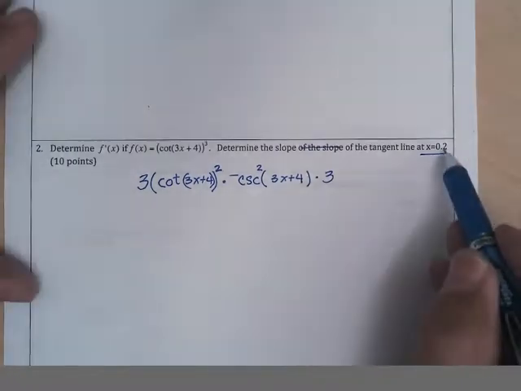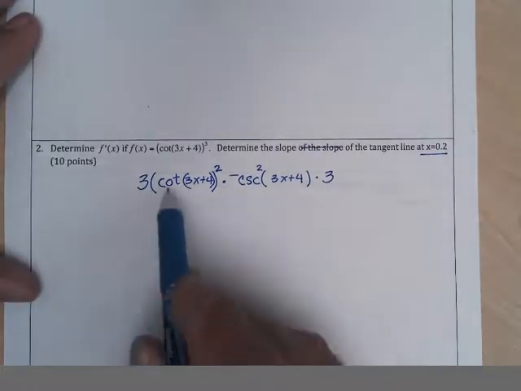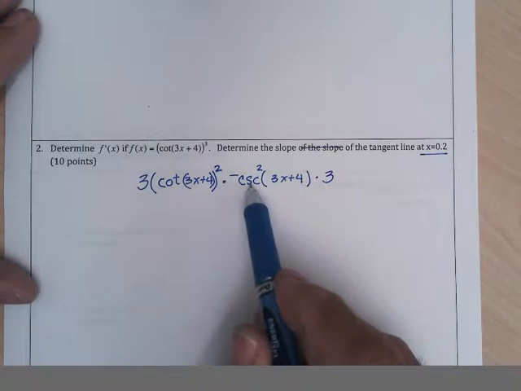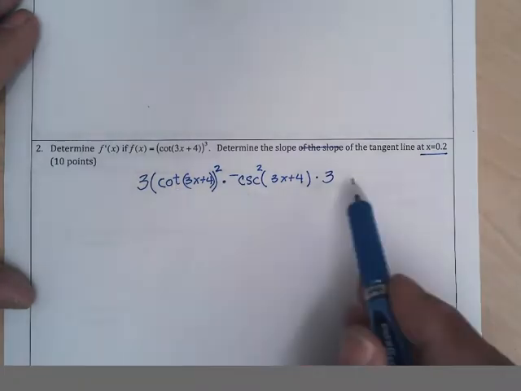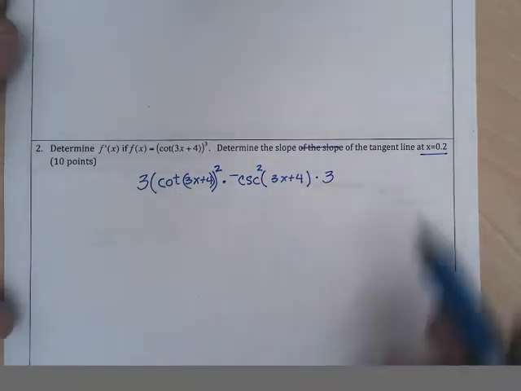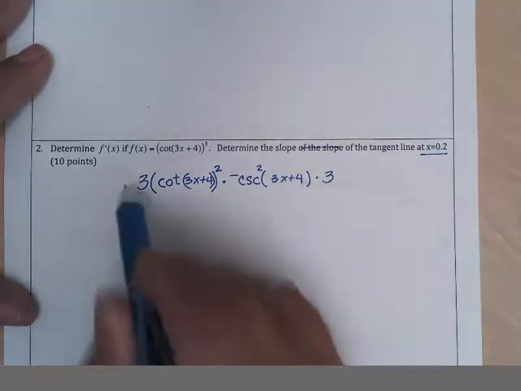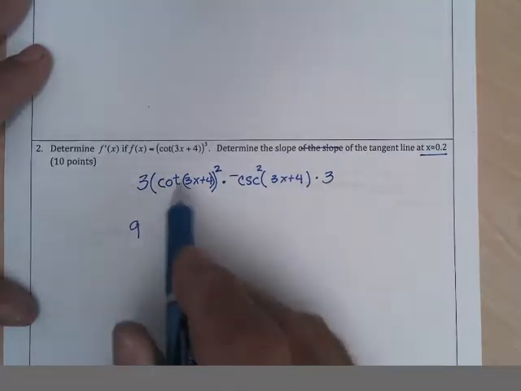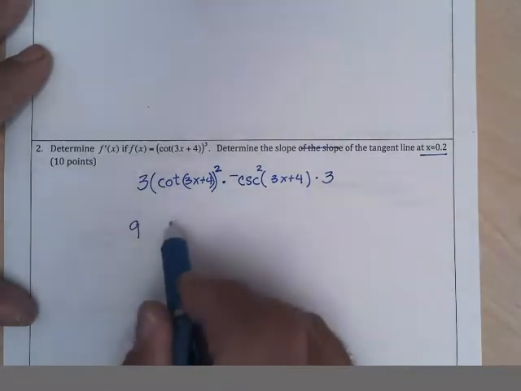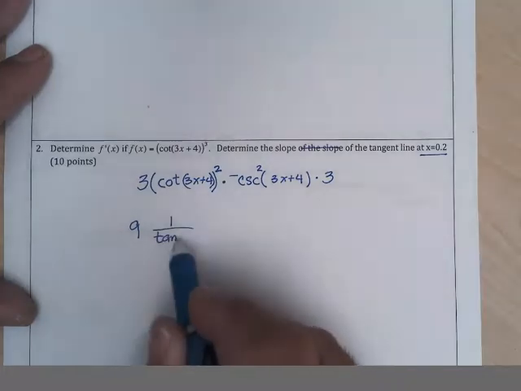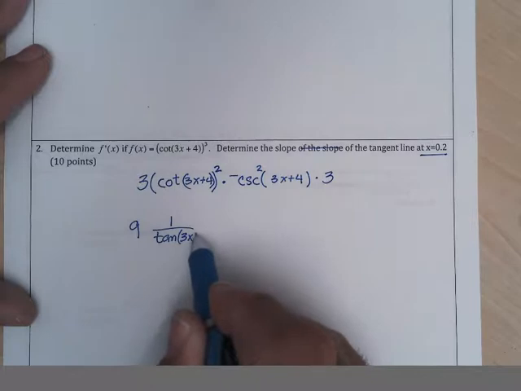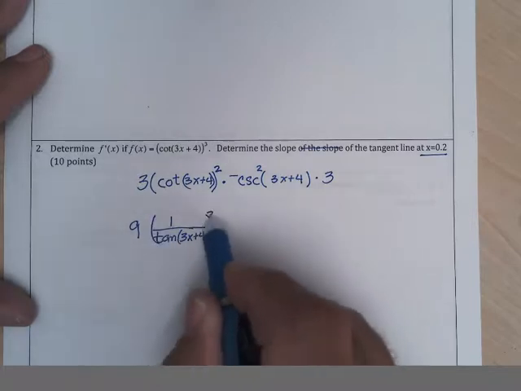Now, we have to put in point 2 for the x's. In cotangent and cosecant, you can type them in on Desmos like that, but on the calculator there's no cotangent or cosecant button, so you have to know how to type those in. So the 3 times the 3 is a 9, and cotangent is 1 over tangent, and this is of 3x plus 4, and we got a square.